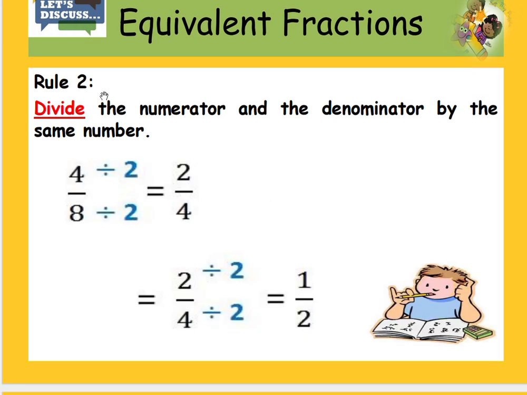Rule number 2. Divide the numerator and the denominator by the same number. In the first rule, we discussed that if you multiply a fraction by the same number, you get an equivalent fraction. In the same way, if you divide a fraction by the same number, you get an equivalent fraction. 4 by 8 divided by 2 equals 2 by 4. And further, if we divide this fraction by 2, it equals 1 by 2. So the fraction 4 by 8 is equivalent to 2 by 4 and 1 by 2.